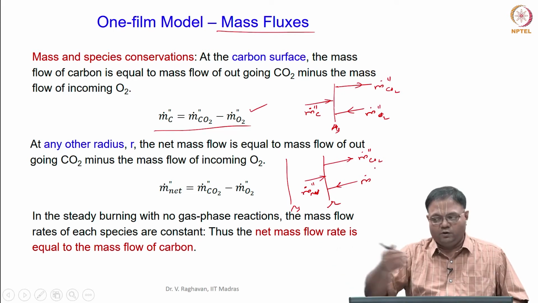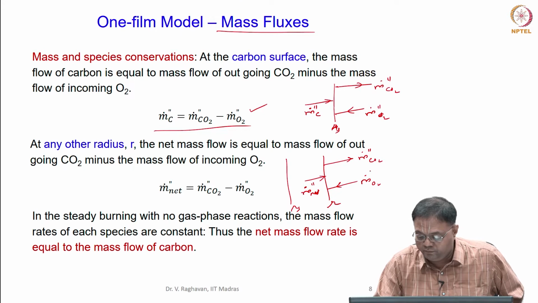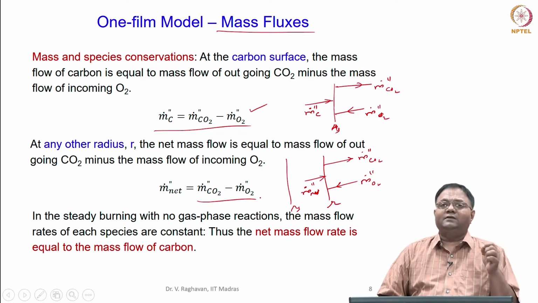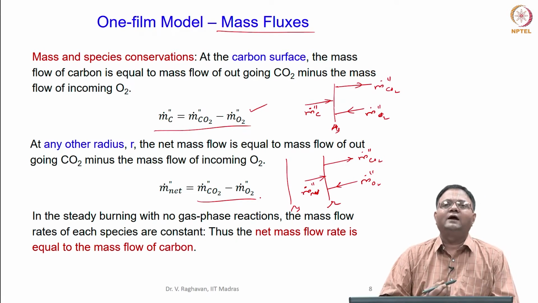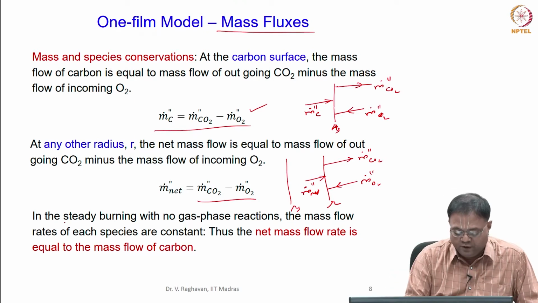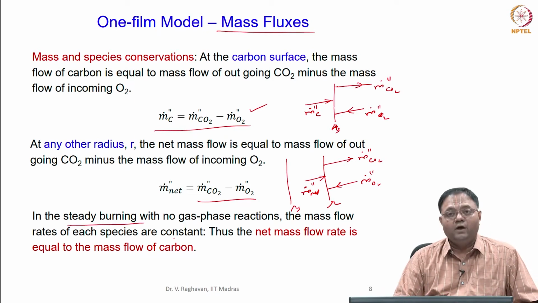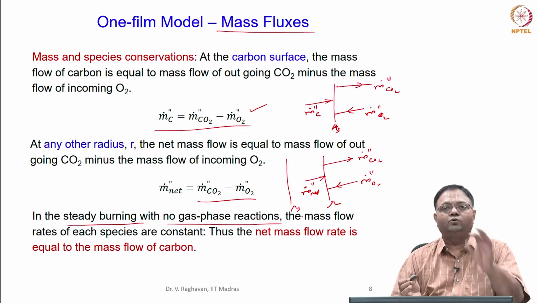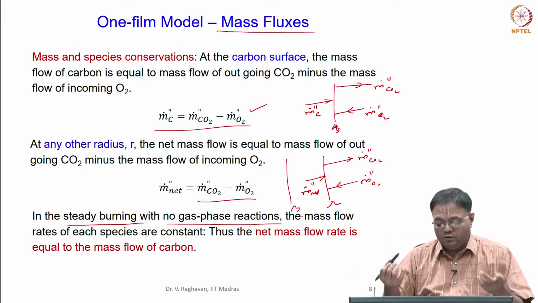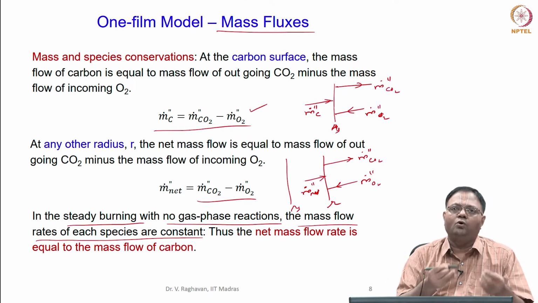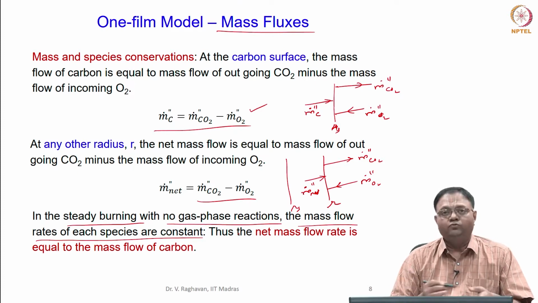Oxygen is always transported in this direction, the net flux. So again you can write the same thing, but please understand that there are no other consumption zones or reaction zones in the gas phase. So when you assume steady burning and there are no gas phase reactions, only one reaction, that is heterogeneous in nature, the mass flow rate of the species should be constant, because there is no consumption or production of any other species. So we can assume that.